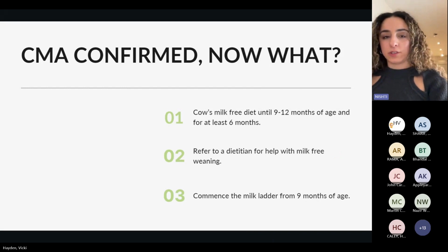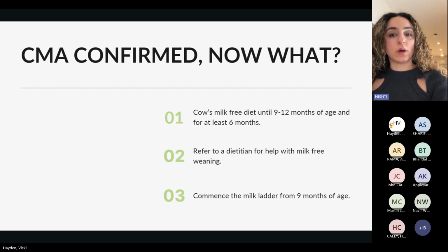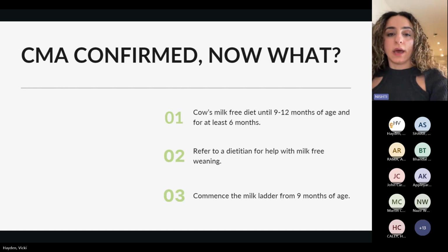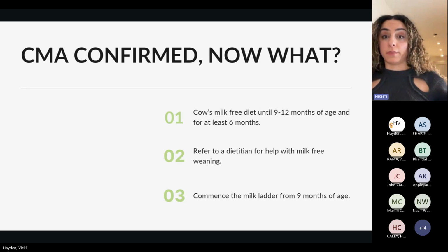So once cow's milk allergy is confirmed and the child is better, then we advise a cow's milk-free diet until 9 to 12 months of age, or at least for 6 months. And the guideline to support this, or the evidence, is poor, but that's how we work in practice. And then obviously refer to a dietitian for help with milk-free weaning. And then we advise to commence the milk ladder from 9 months of age. For children with mild non-IgE cow's milk allergy, I would advise them to start from 9 months.